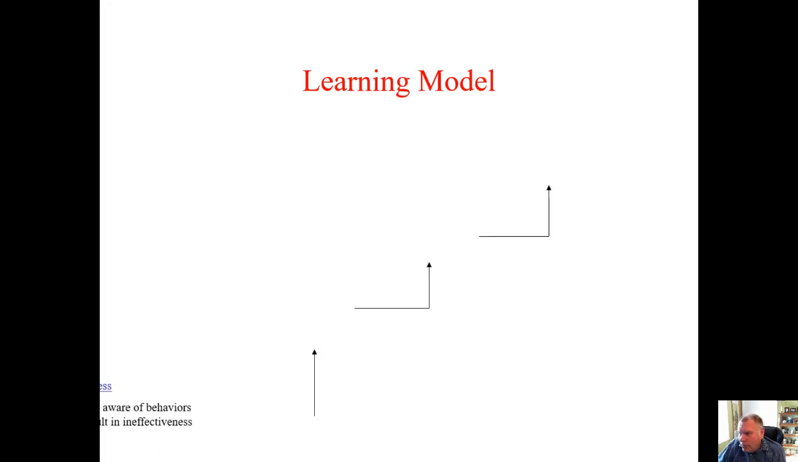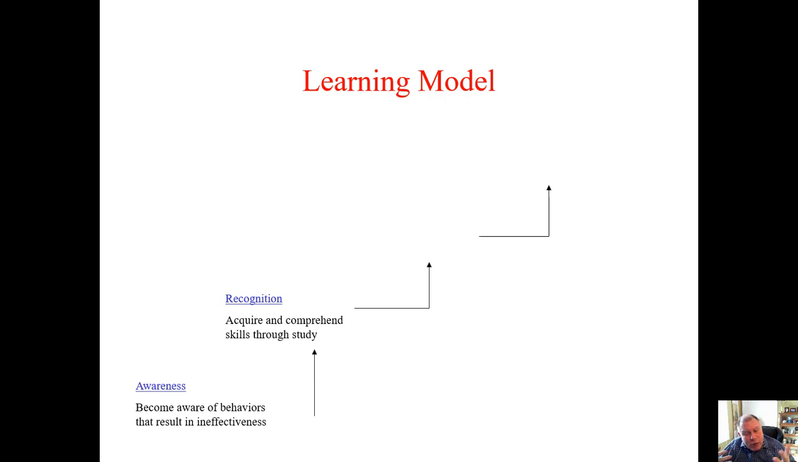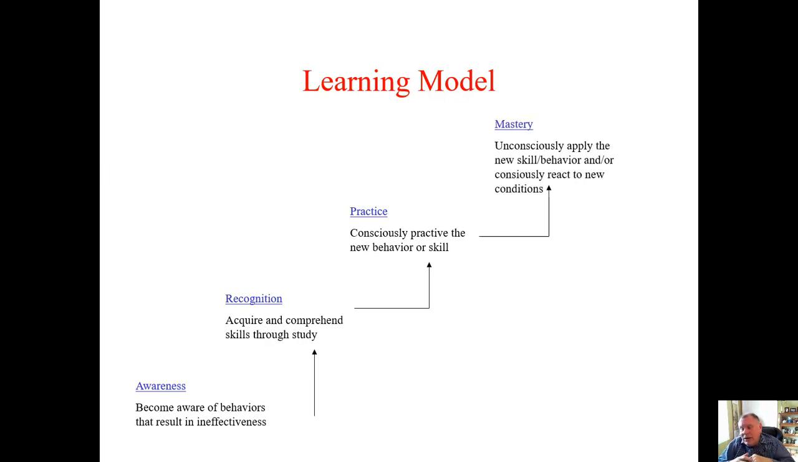First, though, a learning model is awareness. If we become aware of behaviors that result in ineffectiveness, we got to become aware. Next step is we recognize them, and that's how we learn. We learn through study and skills. Practice is then consciously behaving or engaging in this new behavior or skill. And finally, you have mastery. You unconsciously apply it. So you become aware, you recognize, you practice, and you reach mastery. That's how we learn just about everything in life. So let's keep going here.